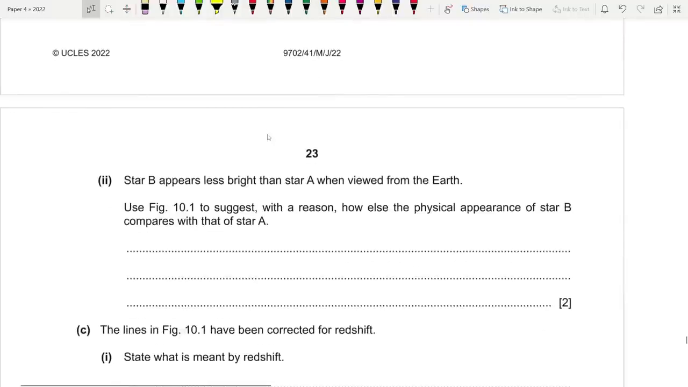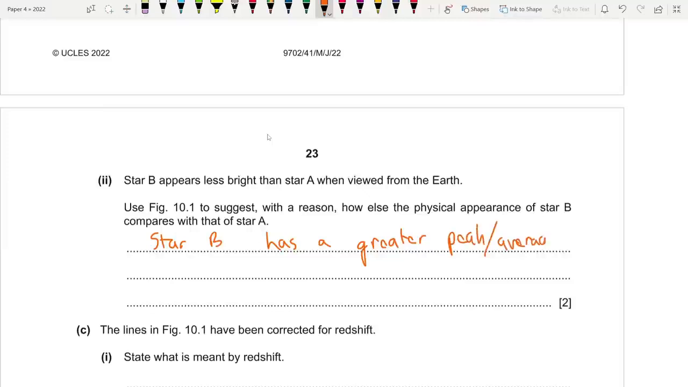So how would it look when we see it from Earth? Basically, star B has a greater peak, or we could say average. I'd go for peak, greater peak wavelength. All right. So what does this result in? As a result, star B looks more red, or looks redder. This is what they said.